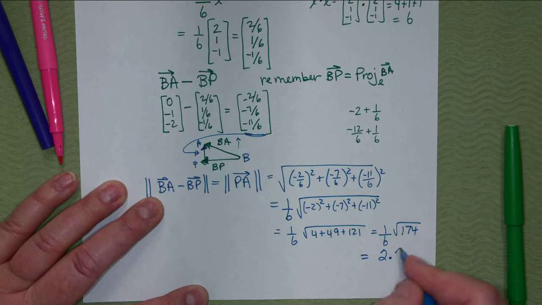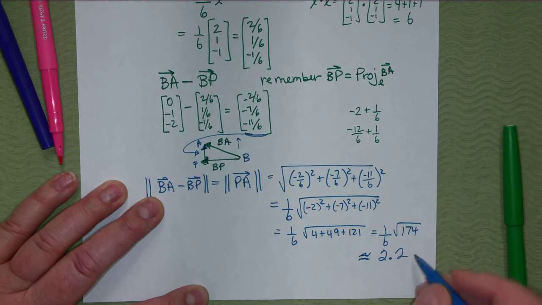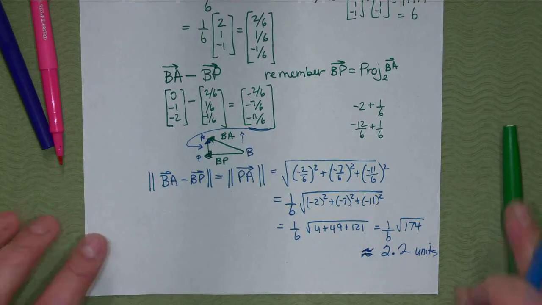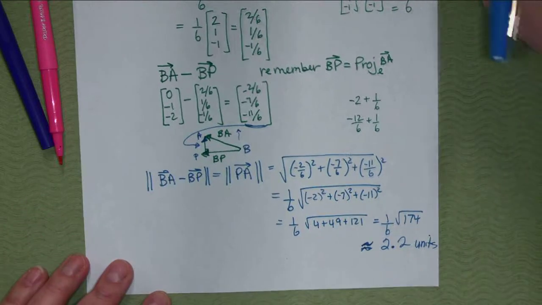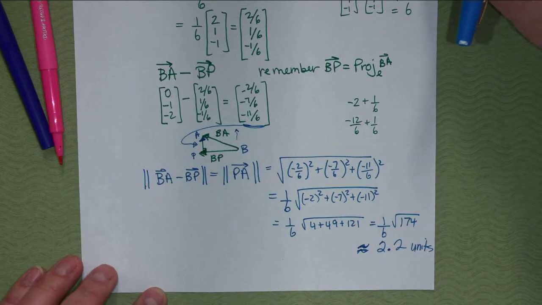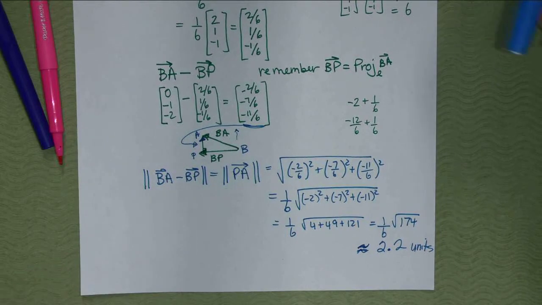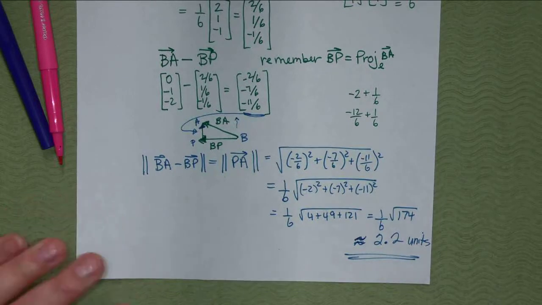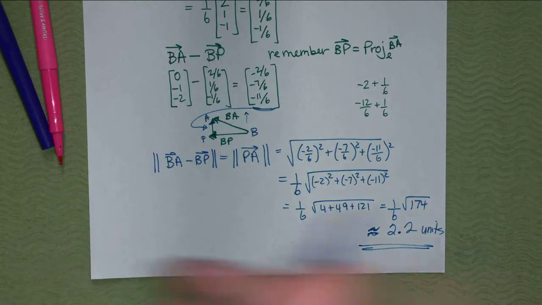So approximately 2.2 units long, whatever the units are. So I just rounded it off. But you could leave it as a square root, of course. But now it asks for the actual point. So that's the distance. That was sort of part A, how the distance from the point to the line. But we actually want to find the point.